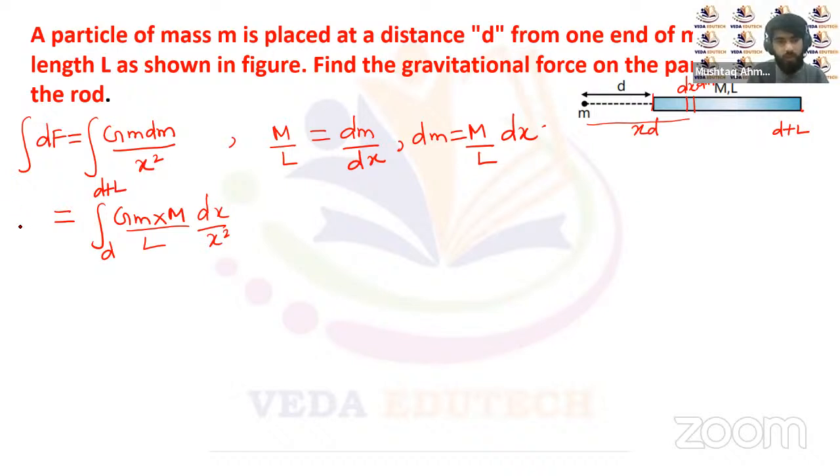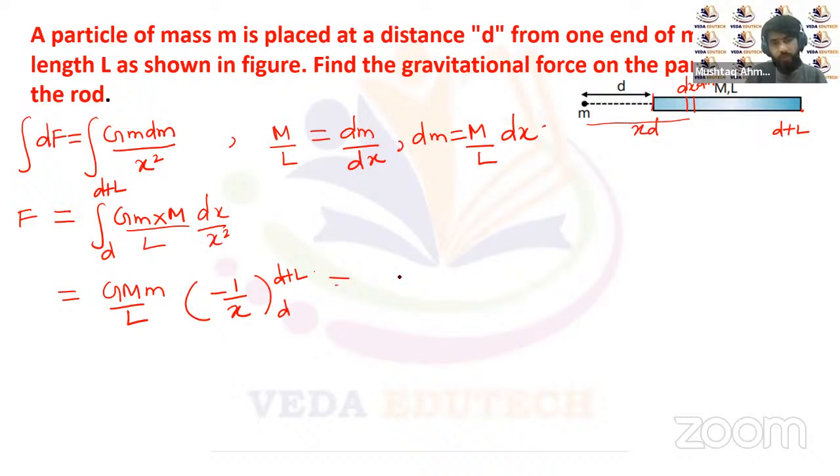So it will be equal to the integral of dF, that will be F. Now the integration of 1 by x square will be equal to minus 1 by x, with the limits d to d plus L.